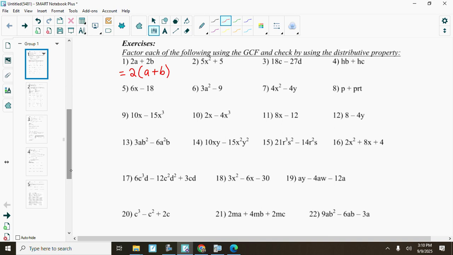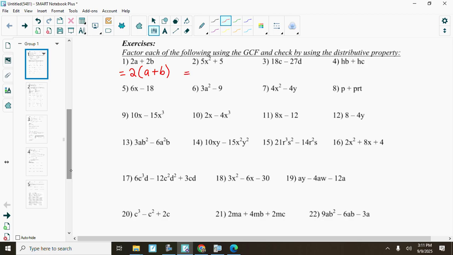Okay. The next one, same sort of thing. The 5 is hopefully obvious. You can take out a 5 from both. Now, this is what we were just talking about in our notes. There's 2 terms to start. So when I take out a greatest common factor, how many terms are going to be in my brackets left over? 2 terms. Okay, so if I start with 2 terms and I take out a greatest common factor, I'm still going to have 2 terms in my bracket.